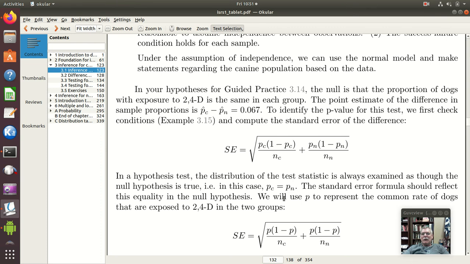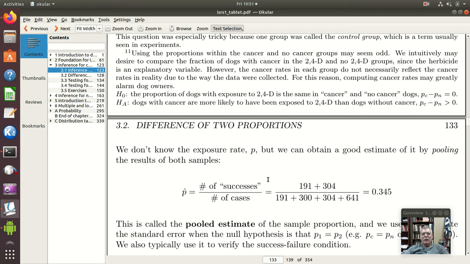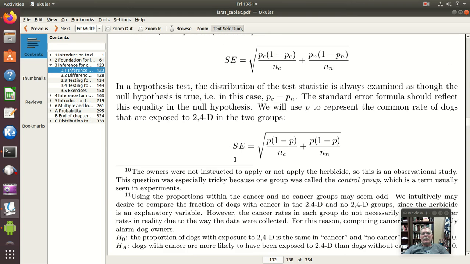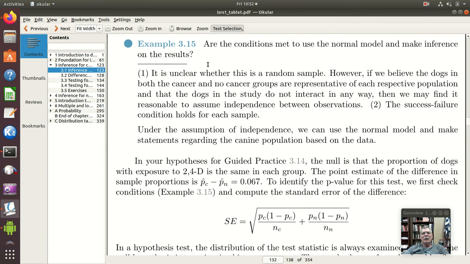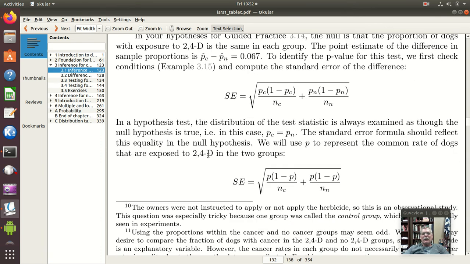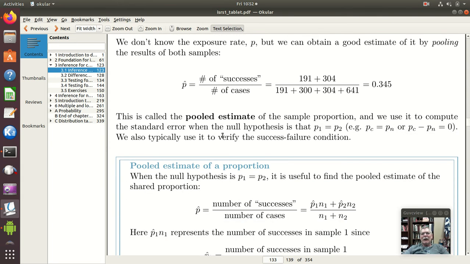Okay, so they're using the regular standard error that they suggested. And then they say something about the exposure rate. I don't remember exactly what this example was talking about. Oh, exposure is the proportion of dogs with exposure to 2,4-D, so something or other, is the same in each group. Okay, and so they talk about that.